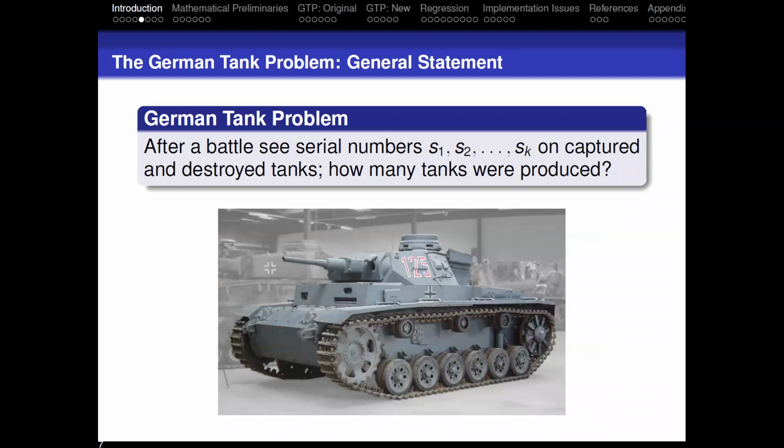All right. So here is the original formulation of the German tank problem. Imagine after a battle, you go through and you look at the damaged tanks and you see the serial numbers S1, S2, all the way up to SK. And it's important to remember that the Germans, when they were building their tanks, had the serial numbers of the tanks in consecutive order.